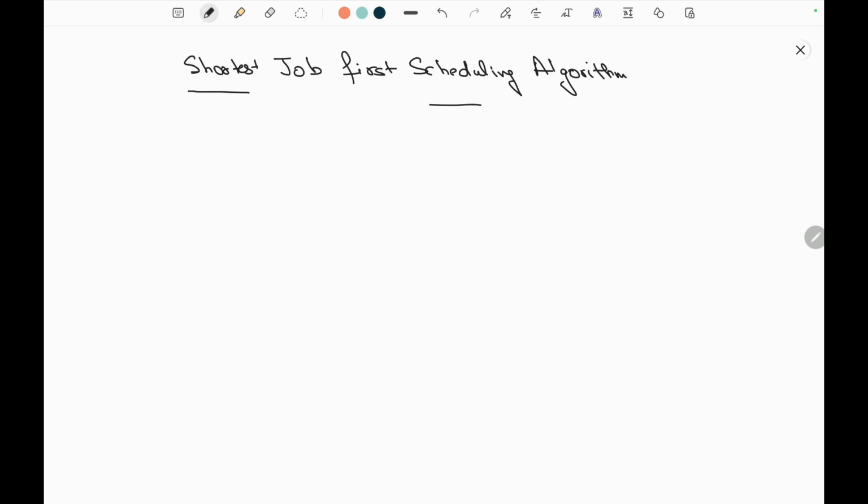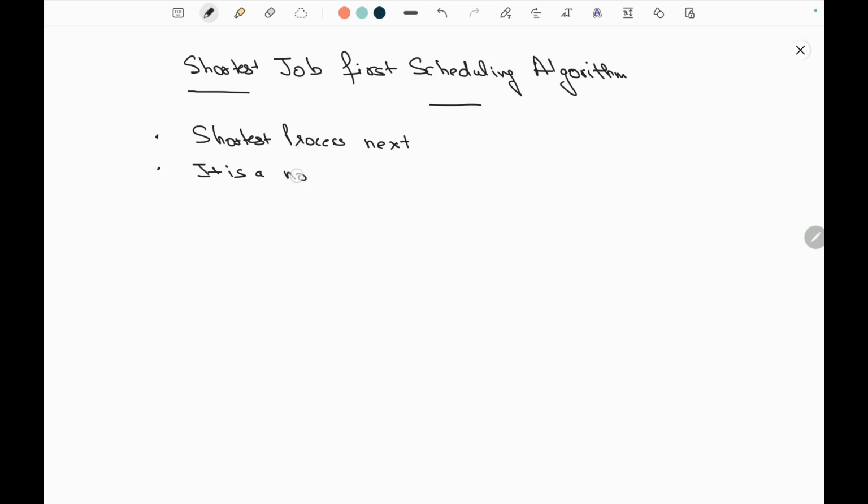Now there are some important considerations for the shortest job first scheduling algorithm. So what are these considerations? So first of all, in shortest job first, it is also known as shortest process next algorithm. Okay. Second, it is a non-preemptive mode.